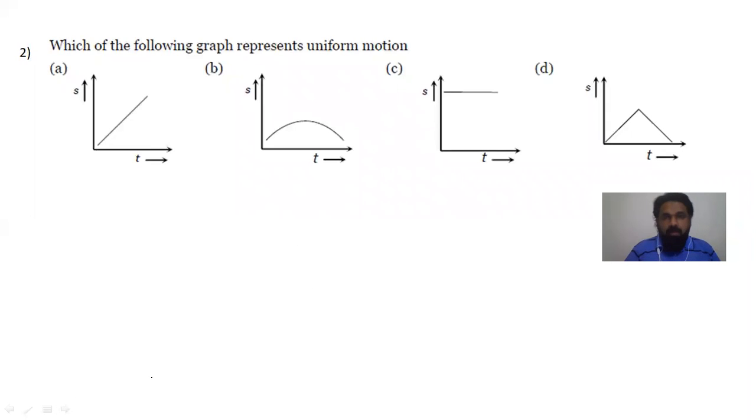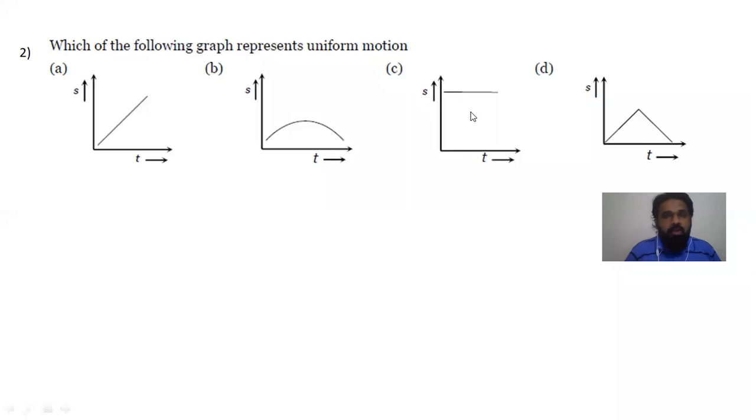Which of the following graphs represents uniform motion? So they have given a distance time graph. Any answer? If you have any answer, please comment.